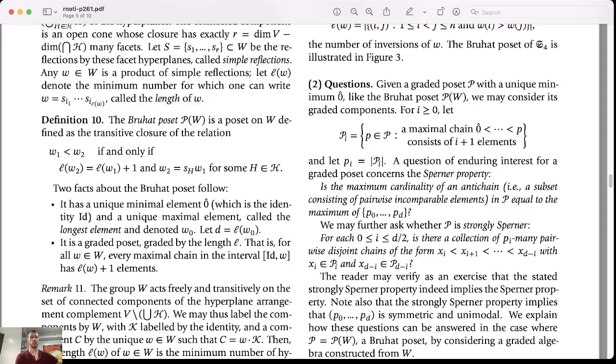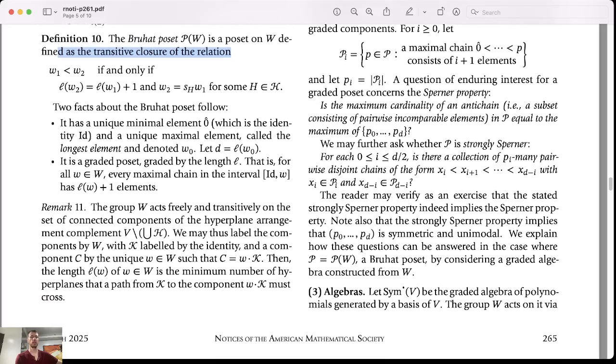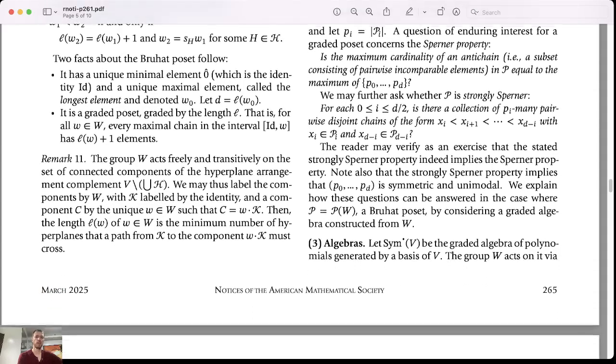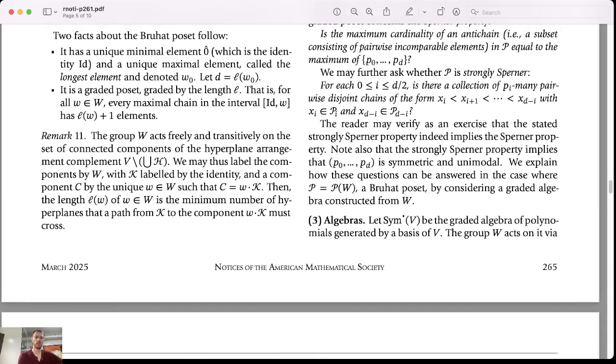Definition: the Bruhat poset of W is a poset on W defined as the transitive closure of the relation w1 < w2 if and only if ℓ(w2) = ℓ(w1) + 1 and w2 = s_H w1 for some H in 𝓗. Two facts about the Bruhat poset follow. The Bruhat poset has a unique minimal element 0̂, which is the identity, and a unique maximal element called the longest element and denoted w_0.